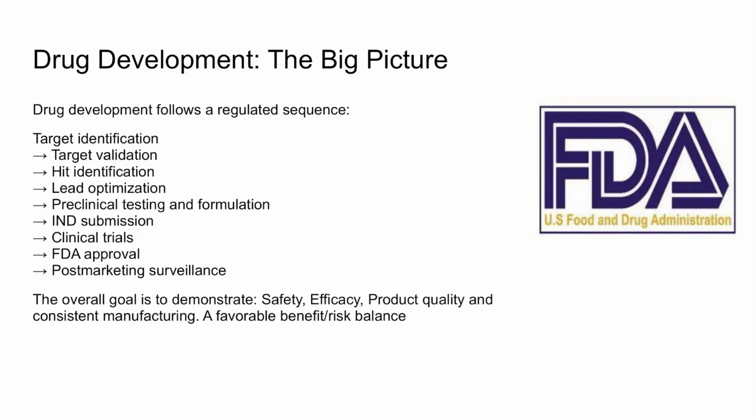Approval is followed by continued post-marketing safety monitoring because uncommon or delayed adverse effects may not be apparent in just a small clinical trial. The overall goal is to demonstrate efficacy, safety, product quality, and reliable manufacturing. So FDA describes the process in 5 broad stages: discovery and development, preclinical research, clinical research, regulatory review, and post-market monitoring. FDA drug development overview. There you go.